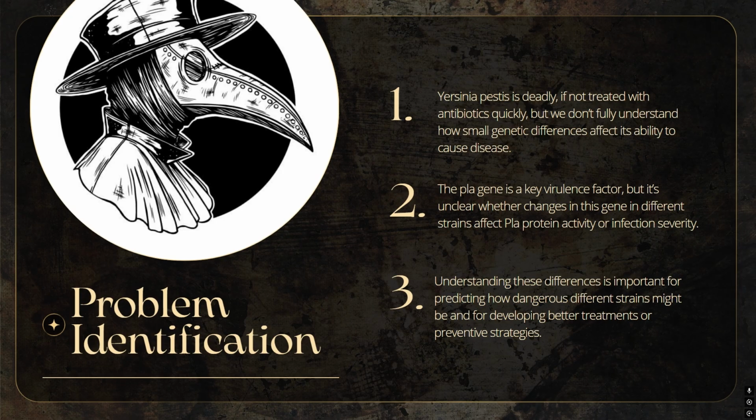is that Yersinia pestis is deadly if not treated with antibiotics quickly, but we don't fully understand how small genetic differences can affect its ability to cause disease. Now, as discussed before, the PLA gene is a key virulence factor to Yersinia pestis, but it's unclear whether changes in this gene in its different strains may affect PLA protease activity or infection severity. And number 3, understanding these differences is important for predicting how dangerous different strains might be and for developing better treatments or preventative strategies.